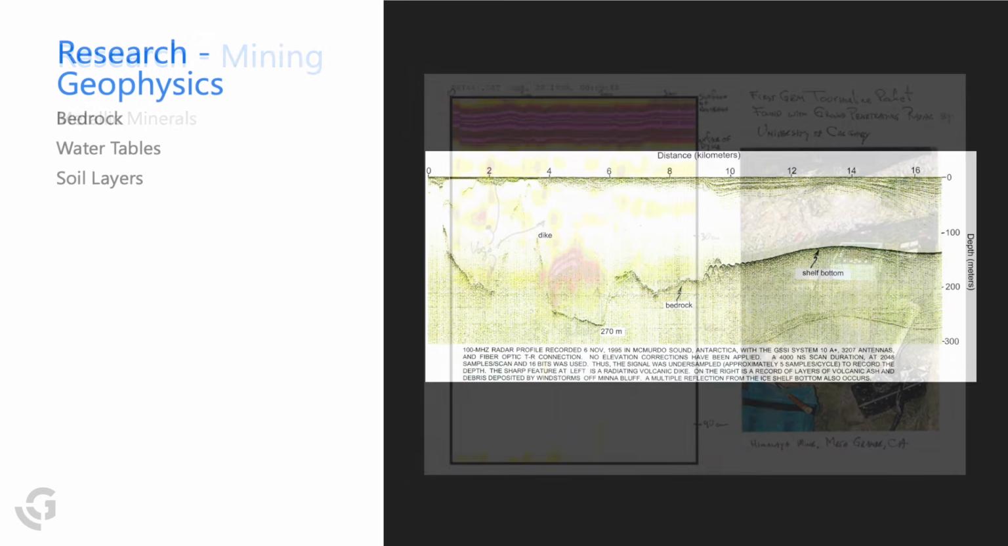Using a big 100 megahertz antenna, geophysicists use this very low frequency antenna to see bedrock and volcanic ash deposited by windstorms in Antarctica. Notice the depth scale, 300 meters.